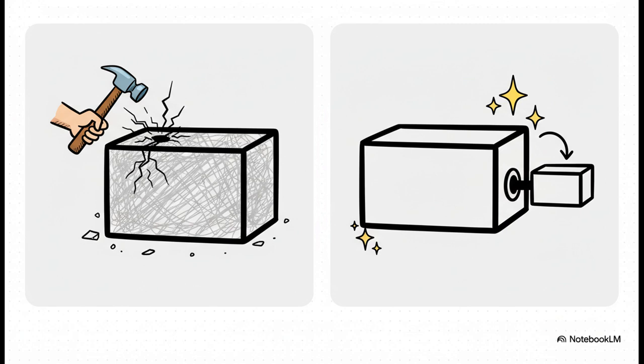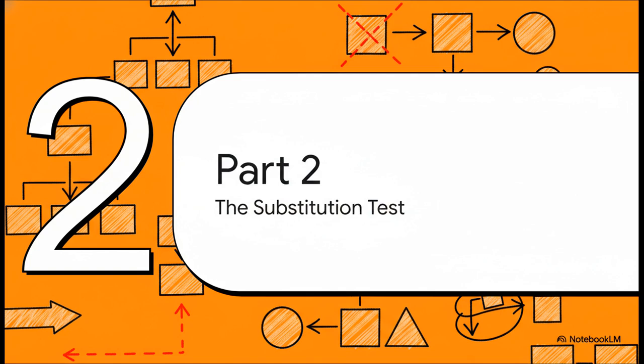All right, next up is the L in SOLID. And honestly, this one is maybe the most subtle of the bunch, and it's probably the one that gets violated the most often. It's all about inheritance. And it asks a really simple question. Does your child class really behave like its parent?